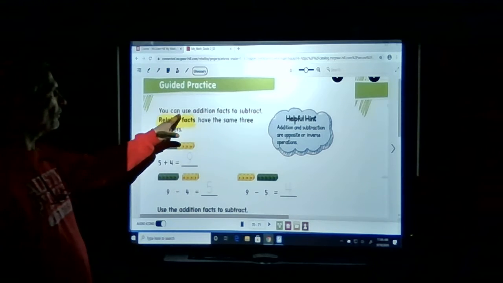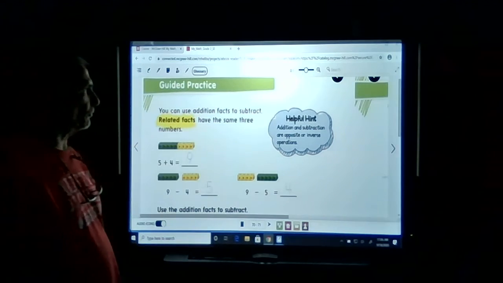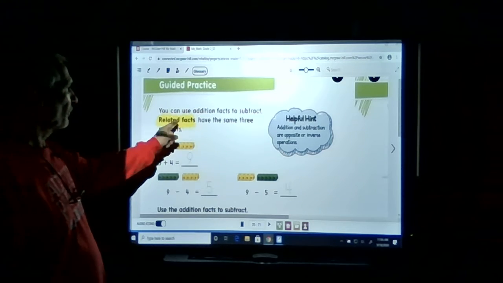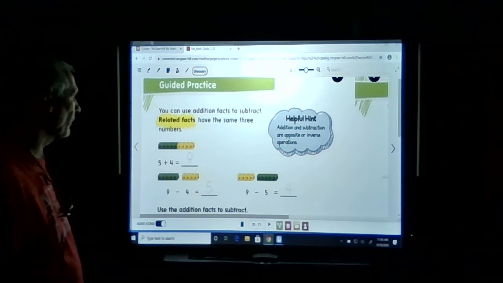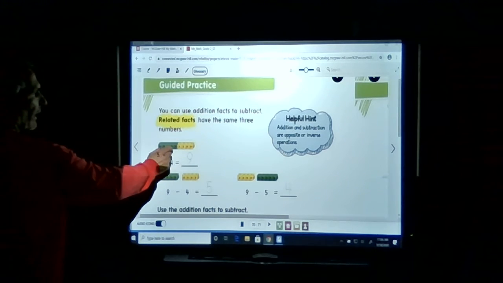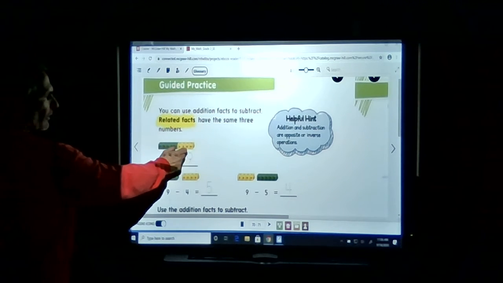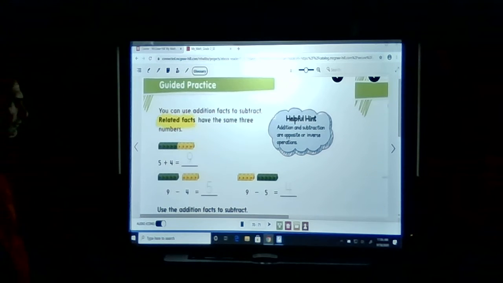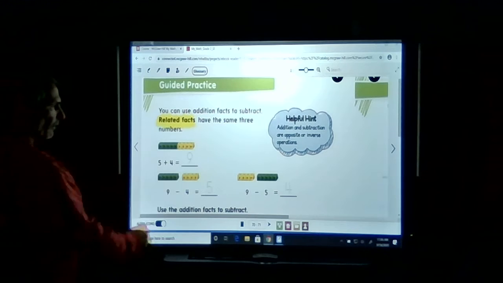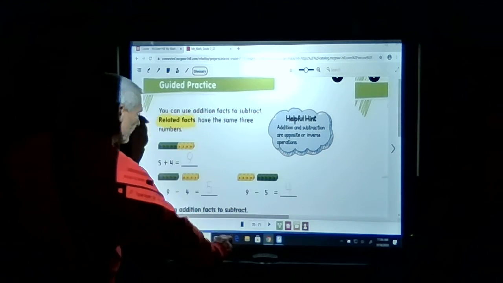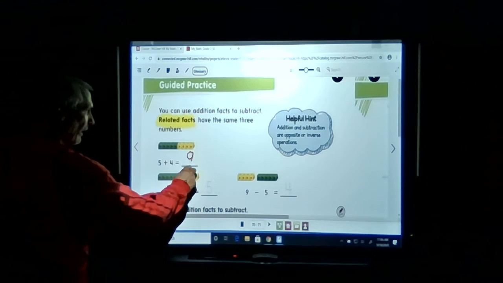It says you can use addition facts to subtract. They're called the related facts, and they have the same 3 numbers. Now they have a cubes train here, but we can use our counters, and you could have 1, 2, 3, 4, 5 red and 4 yellow, and 5 plus 4 is 9.